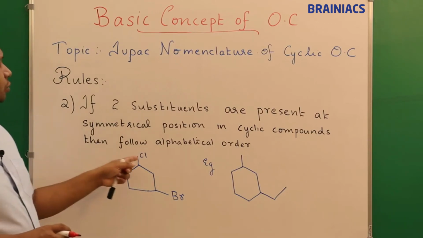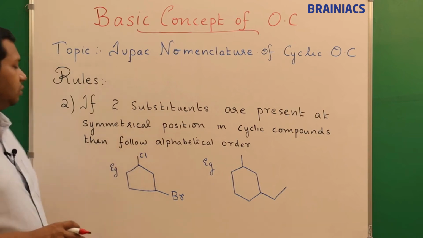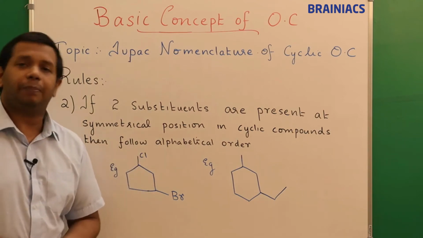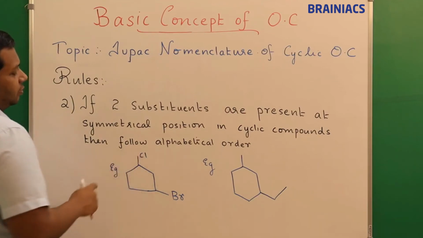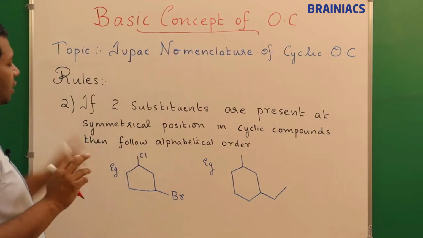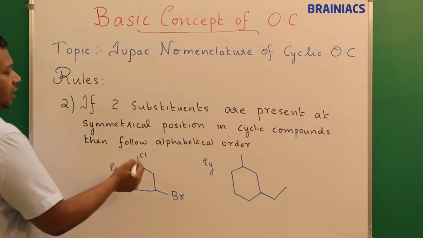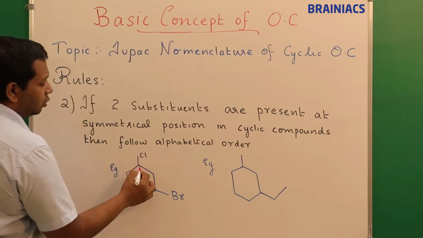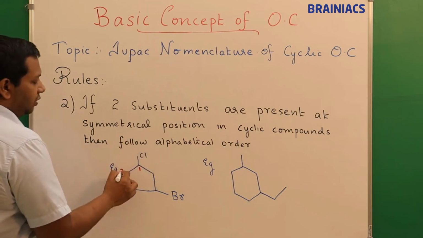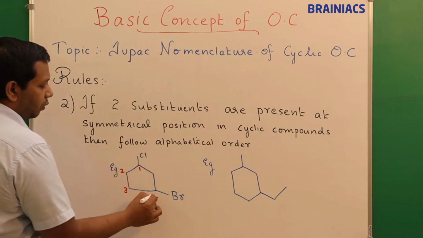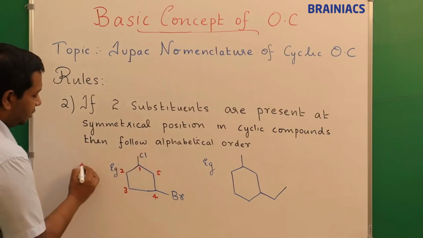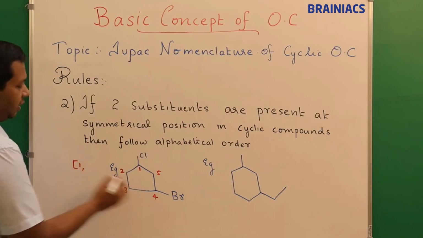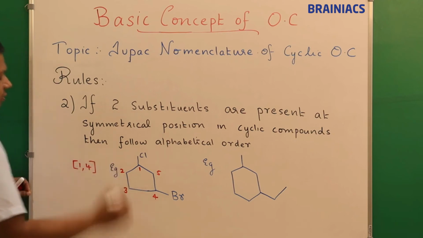Now the question here is, how should I number it actually? So you know that substituents should get the lowest number, correct? So always I should choose any one of these substituents with the lowest number. So here comes a confusion basically. So let's assume I am giving 1 to the chlorine. Now I do it like this, 1, 2, 3, 4, 5. Now tell me what is the locant set. Chlorine is having 1 and bromine is having 4, correct?